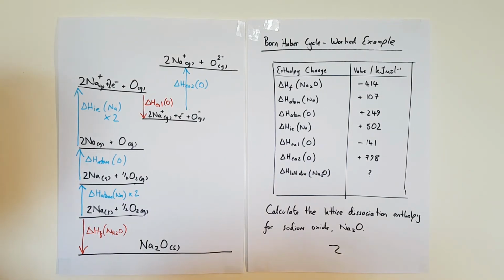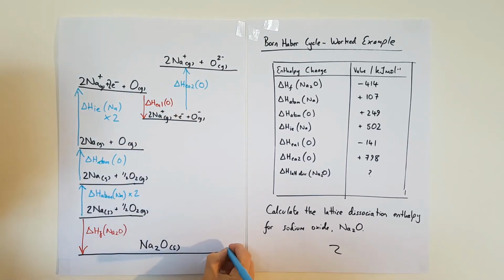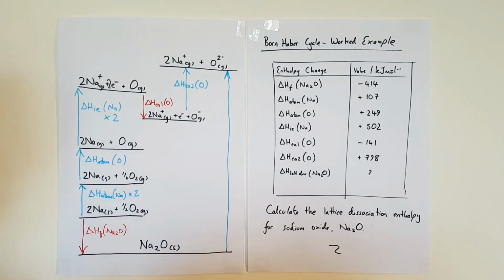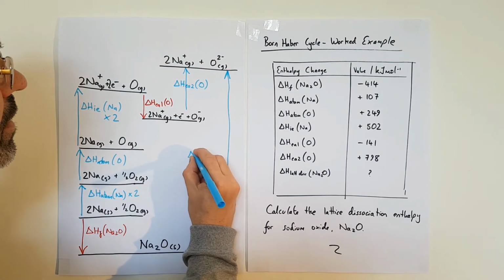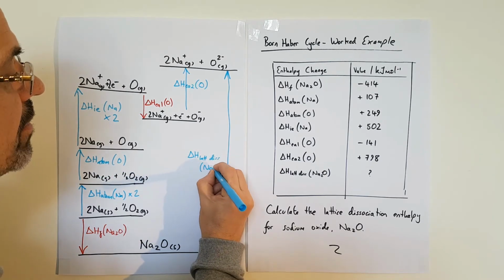That only leaves the lattice dissociation enthalpy. Now, dissociation, the opposite of formation. If we're dissociating a lattice, we're taking the lattice and we're breaking it into gaseous ions. So the dissociation enthalpy is there. Delta H lat dis, sodium oxide.